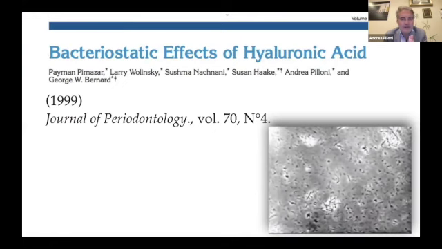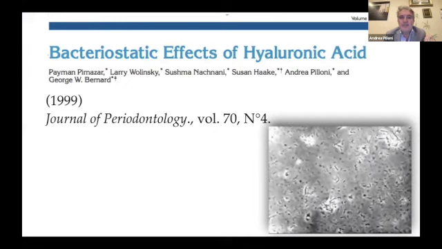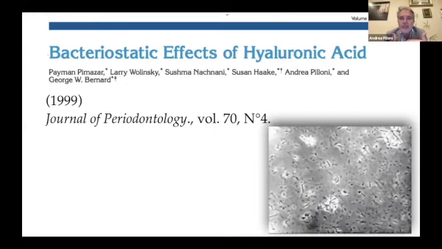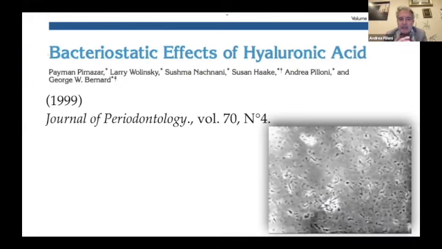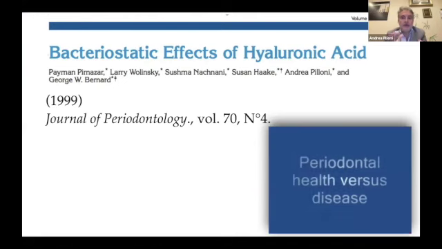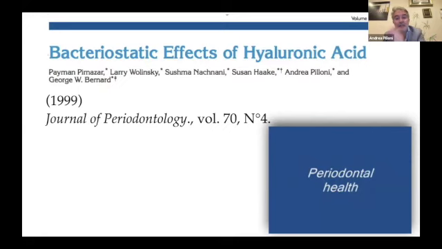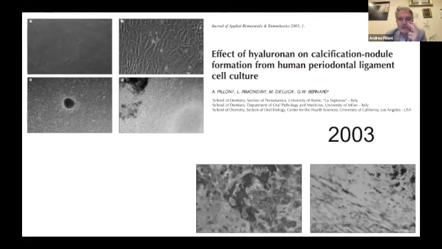Before then, most papers were looking at hyaluronic acid as something that would almost create a good environment for bugs to grow. We were the first ones saying that it has a bacteriostatic effect, which can be applied to the periodontal environment. In 2003, we looked at the effect of HA on the calcification of periodontal ligament in cell culture.